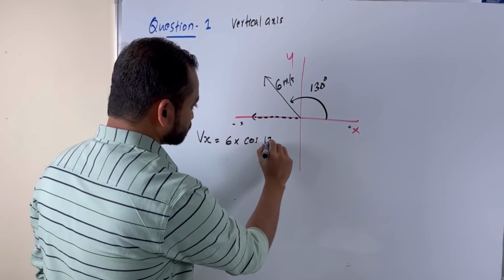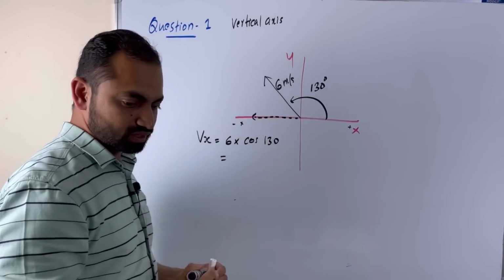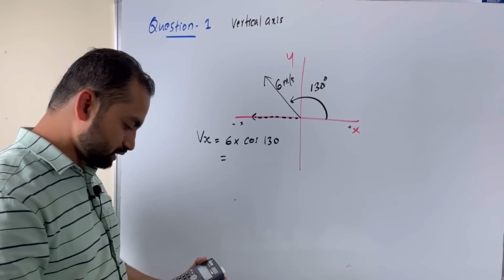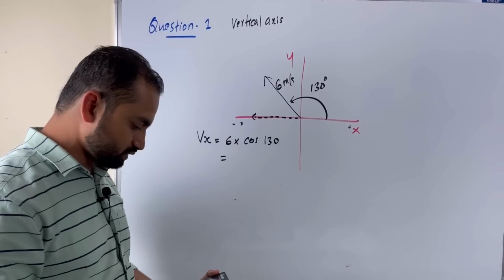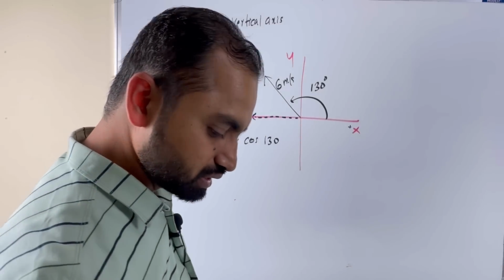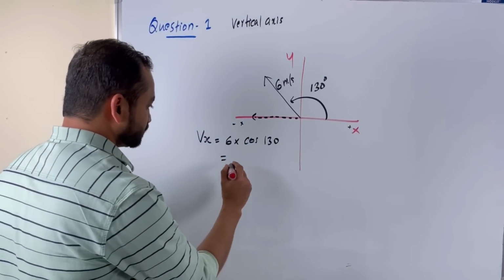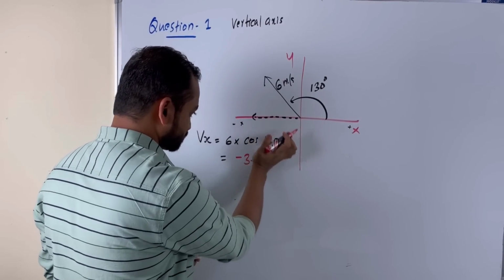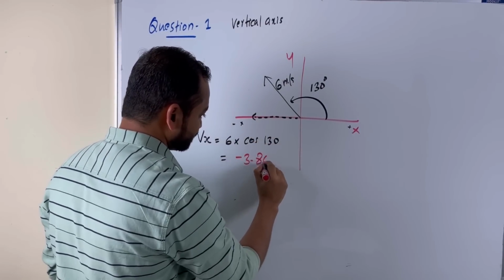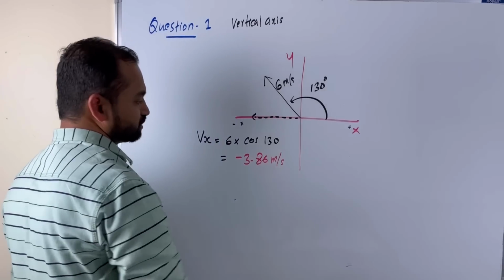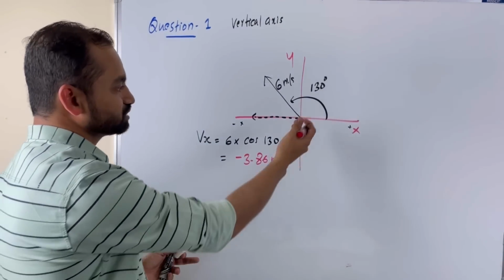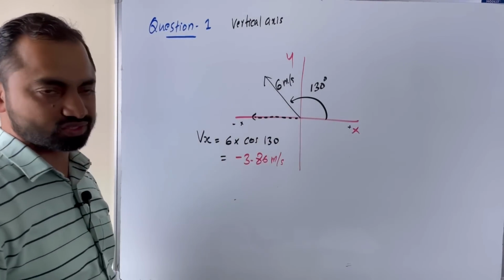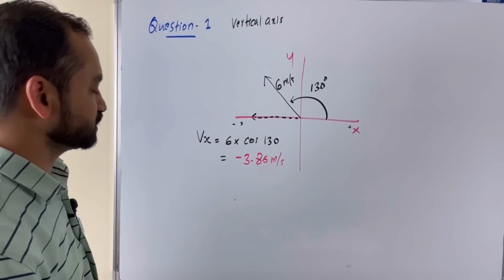So 6 multiplied by cos 130, which equals minus 3.86. So negative 3.86, right? Not 68. 3.86 meter per second. Why negative? Negative means it is acting along the negative x-axis, or acting towards the left side.